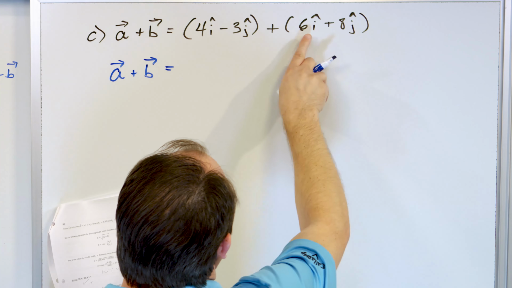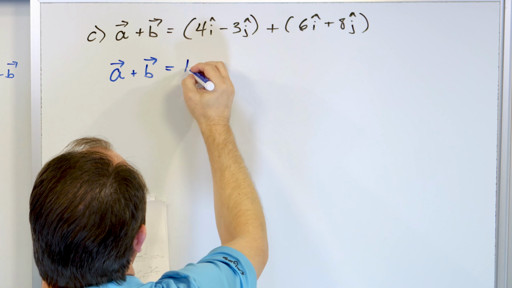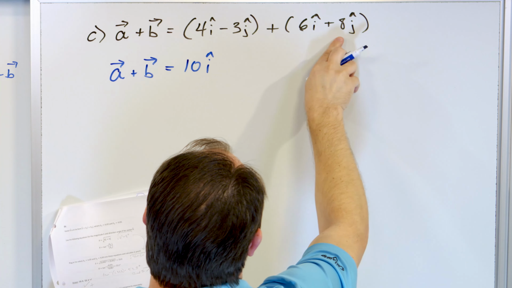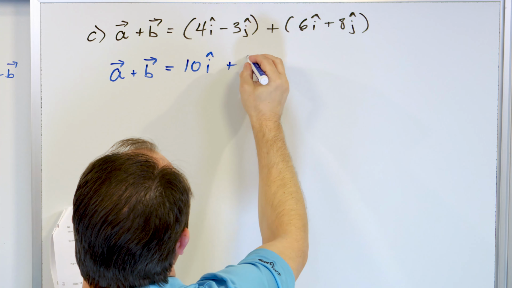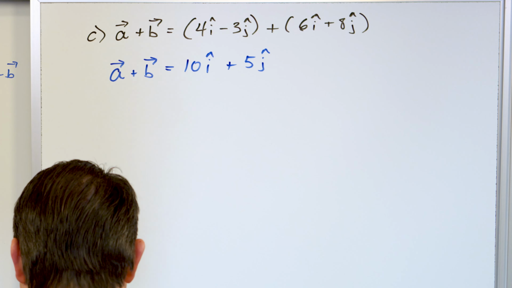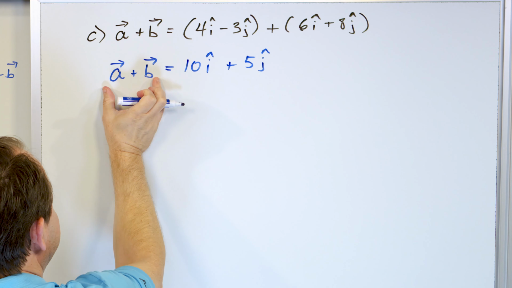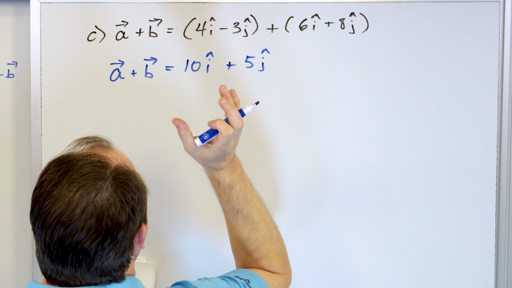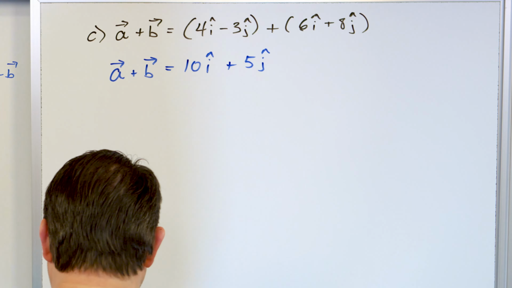So I have a 4i plus a 6i. 4 plus 6 is 10, so it's going to be 10 in the i direction. Negative 3 plus positive 8 is positive 5, and that's in the j direction. So it's 10i plus 5j. This is the resultant vector, but the question didn't say just add it. It said find the magnitude and direction of that vector.